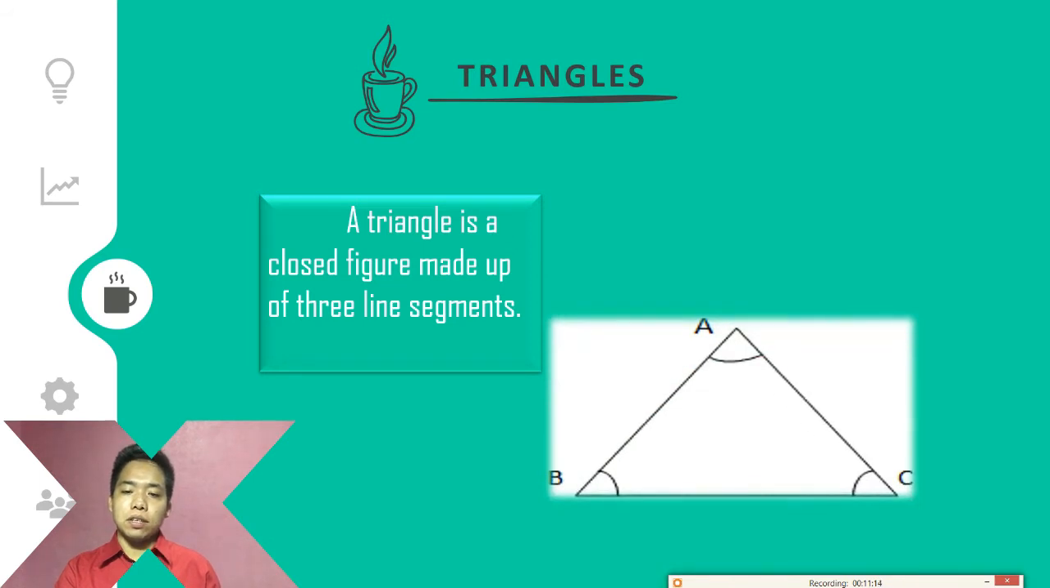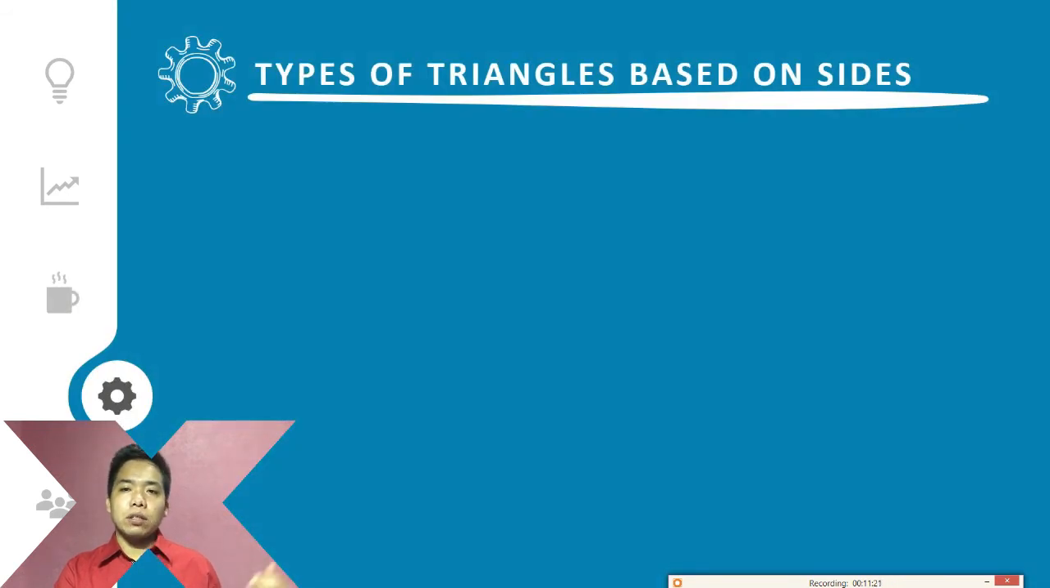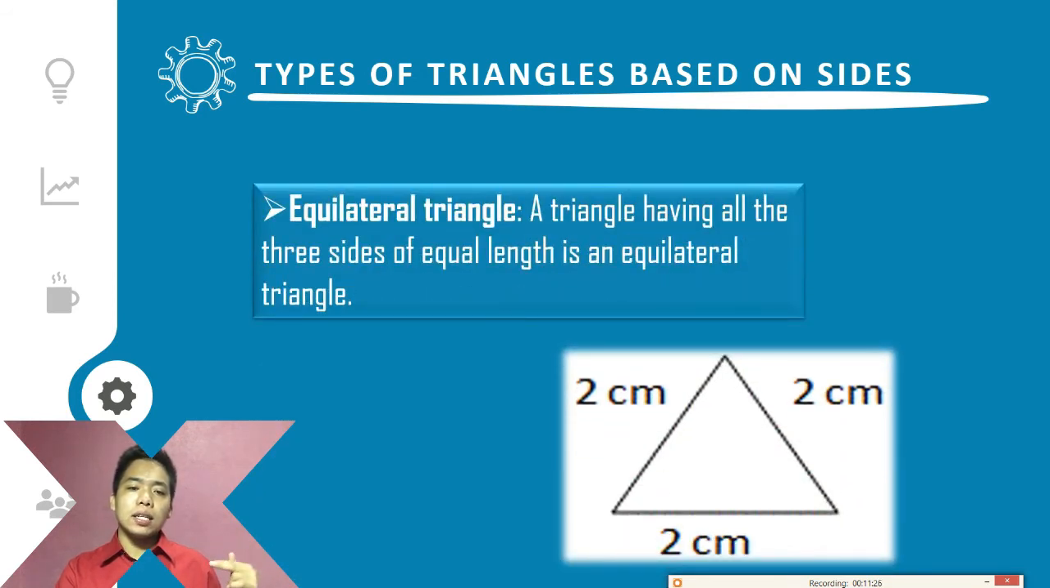So right there, triangle ABC. There are types of triangles based on sides. First is an equilateral triangle. A triangle having all 3 sides of equal length is an equilateral triangle. Right there in this case, we have a triangle with all sides measuring 2 centimeters. This is what we call an equilateral triangle.